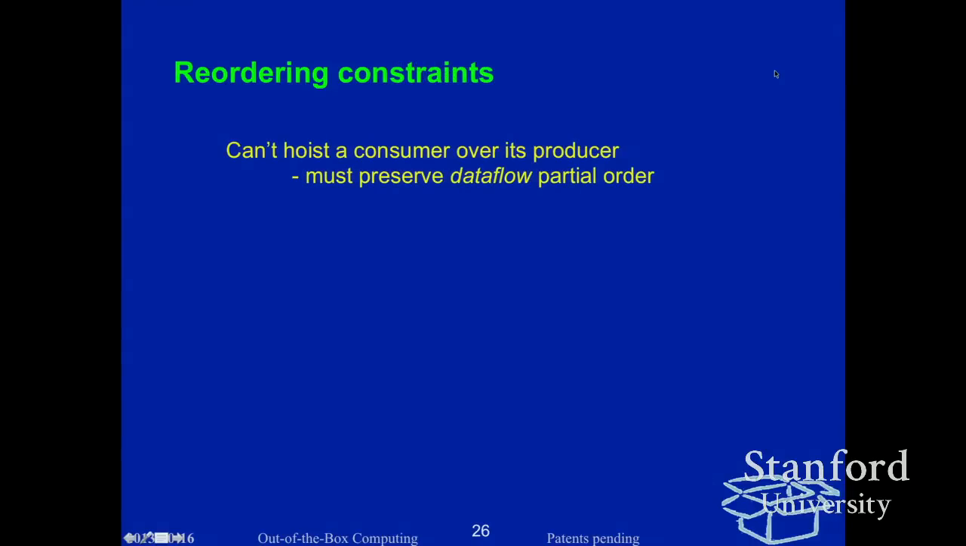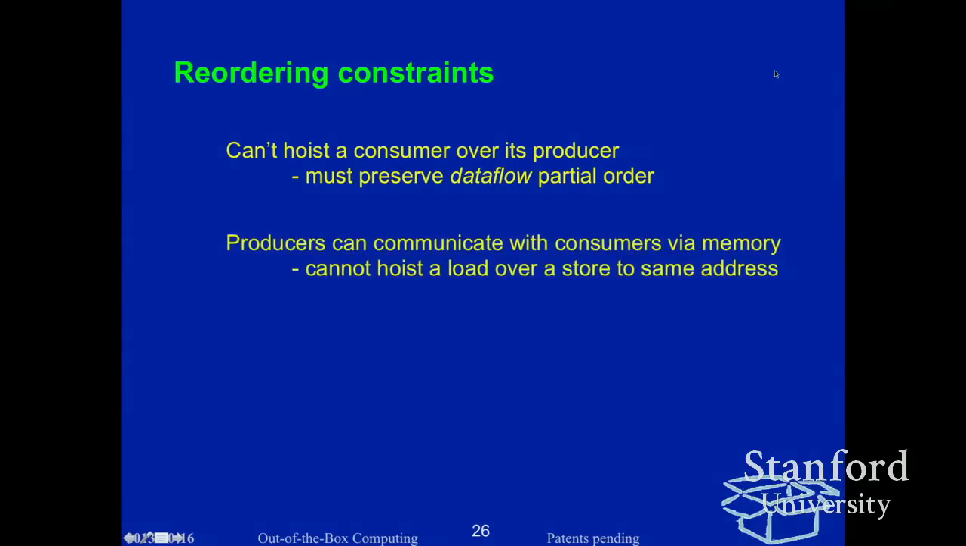There are constraints. You can't hoist a consumer over its producer; you have to preserve data flow order. But you also have to look out for side channels. There's 2 important categories of side channels. One is that loads and stores can communicate through memory, and the other is operations can communicate through exception handling. In the program, it may be important that any exceptions are delivered in program order. I won't address exceptions. Exceptions are the subject of another talk.